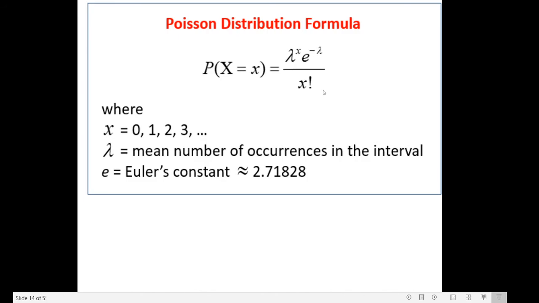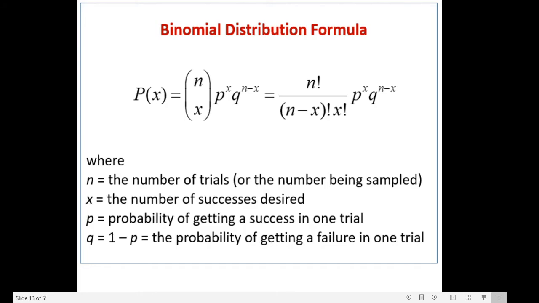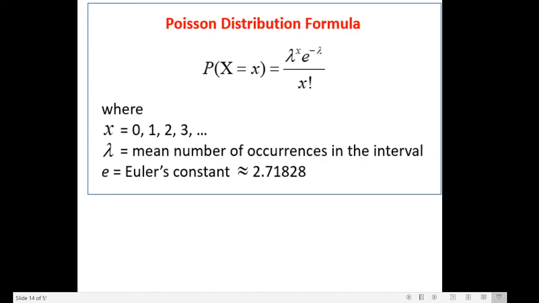That's for the Poisson distribution. In the sum itself they ask whether it is a binomial distribution or a Poisson distribution. If they ask for the binomial distribution, we substitute the values in the binomial equation and solve the question. If it is a Poisson, we solve this type of question.